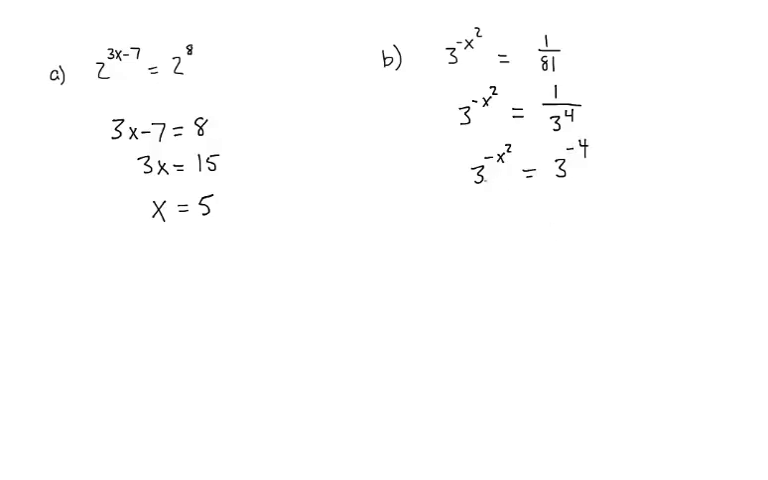So now we have the bases are the same. They're both 3. So now we can say negative x squared is equal to negative 4. Multiply both by negative 1, giving me 4 on the right. And now x is equal to 2, and x is equal to negative 2.